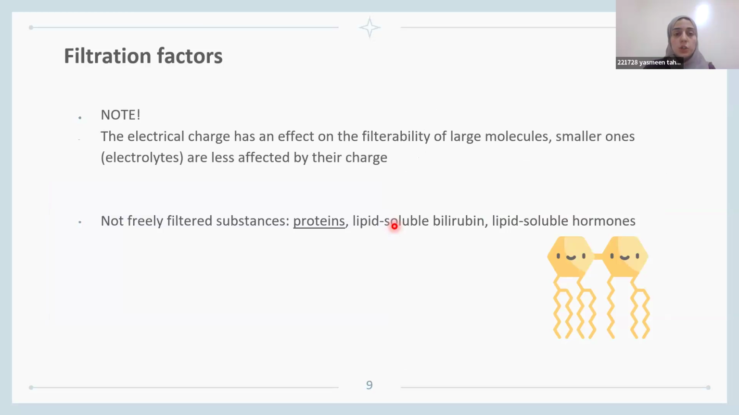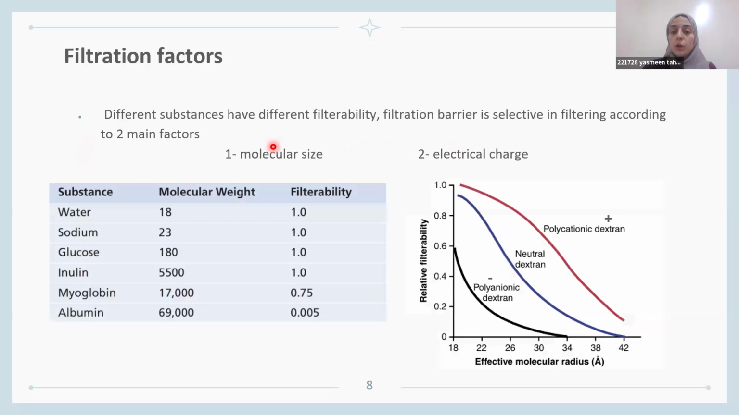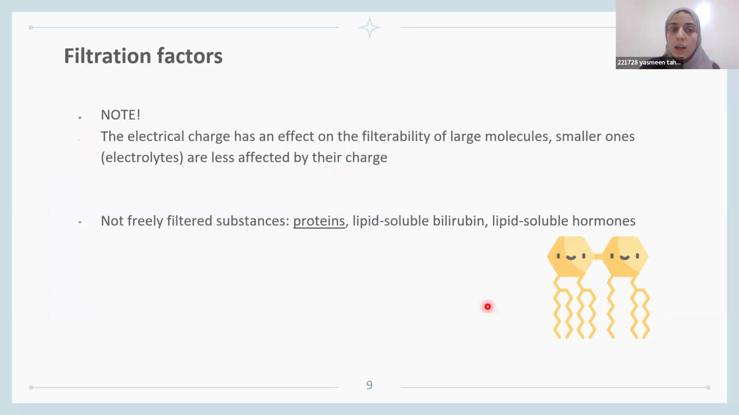However, this electrical charge has very small or no effect on the filterability of small molecules like electrolytes. Large molecules will be affected more by this electrical charge. If we go back to this graph, it says here dextran, which is a polysaccharide. Electrolytes are much, much smaller than a polysaccharide, and they are less affected by their charge. Basically, they are filtered anyway, whether they are positively or negatively charged.